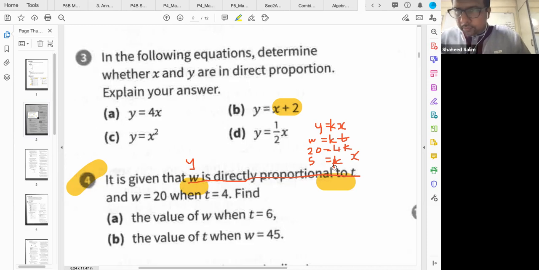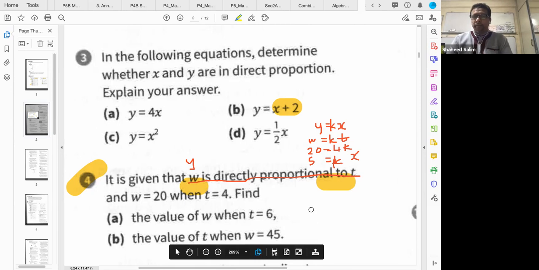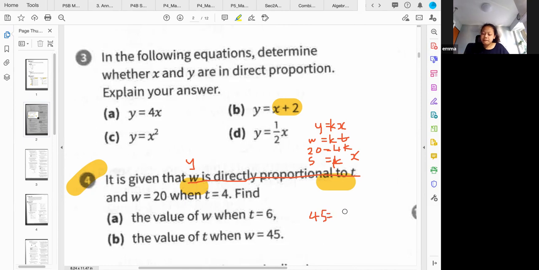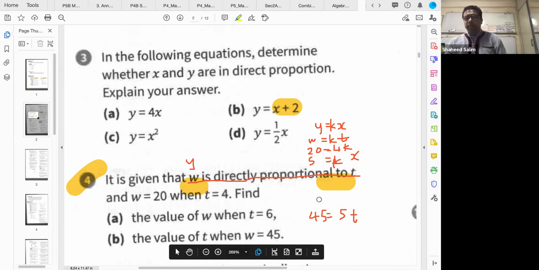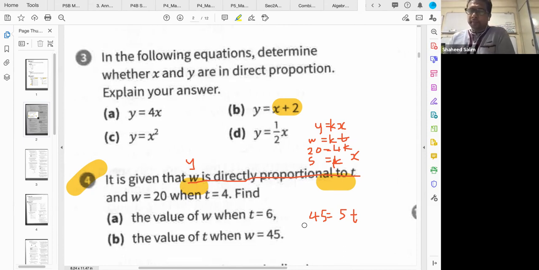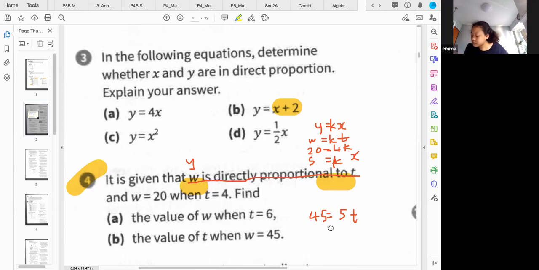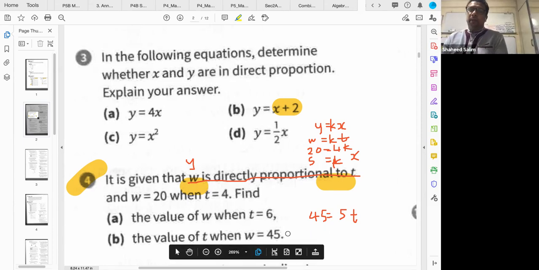T equals to? Did you get something like that, right? So then to find T, 45 over 5. You got it right? 9. Okay, well done.